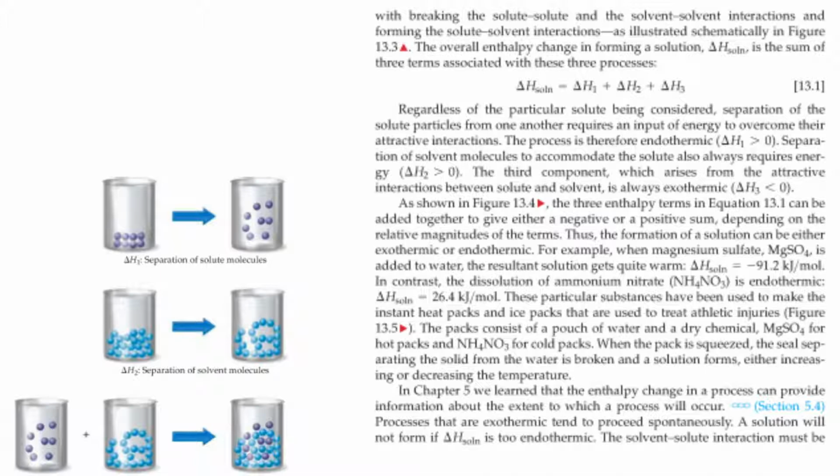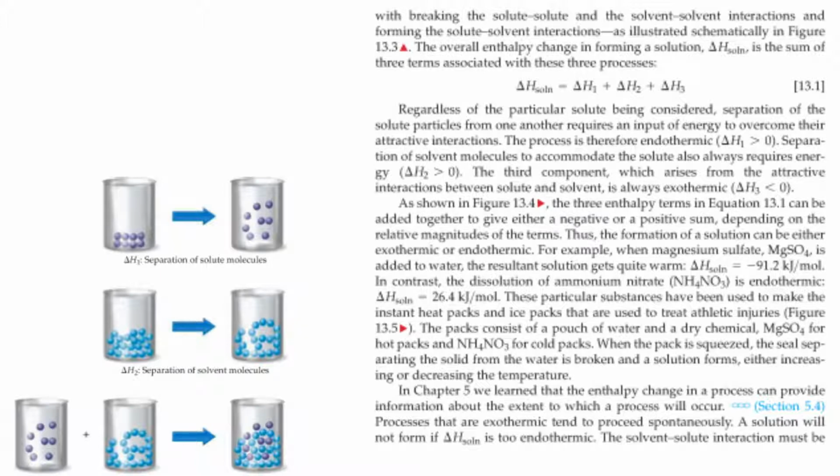For example, when magnesium sulfate, MgSO4, is added to water, the resultant solution gets quite warm. In contrast, the dissolution of ammonium nitrate is endothermic. These particular substances have been used to make instant heat packs and ice packs that are used to treat athletic injuries. The packs consist of a pouch of water and a dry chemical, magnesium sulfate for hot packs and ammonium nitrate for cold packs. When the pack is squeezed, the seal separating the solid from the water is broken and a solution forms, either increasing or decreasing in temperature.